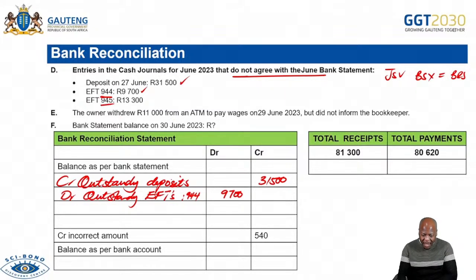Let's do that. So I come to the next one. That is EFT number 945. How much is that for? 13.3. So I'll come here. That's 13,300. Okay. Can I go to E?